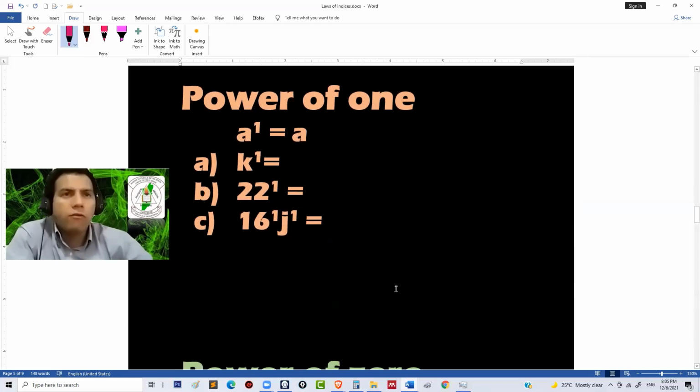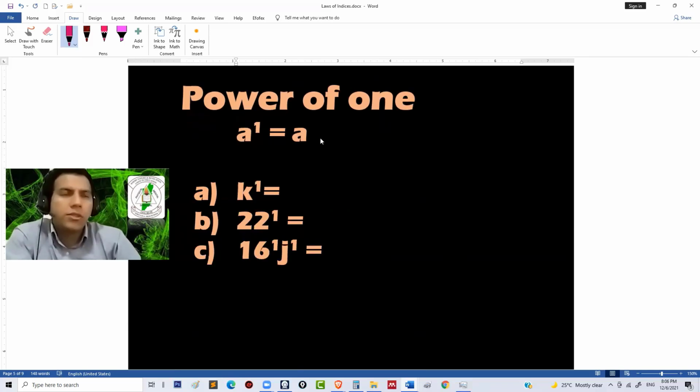Now power of 1. A power 1 is equal to a. In other words, we write it without the power of 1. So here the answer will be k. Here the answer will be 22. And here the answer will be 16j. In other words, we do not write the power of 1.